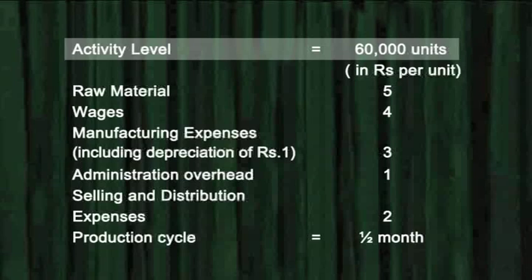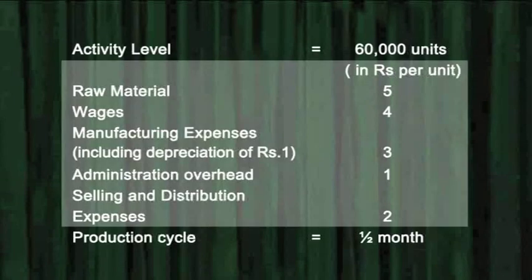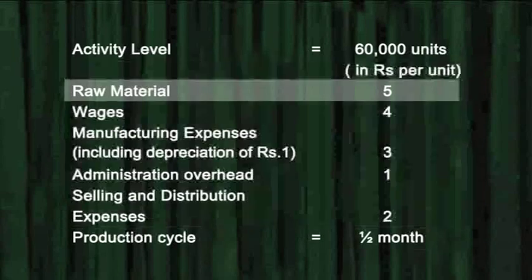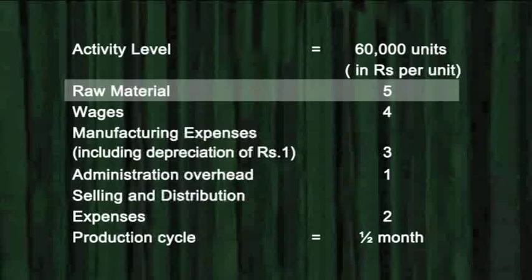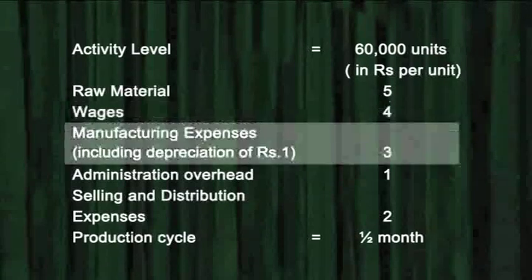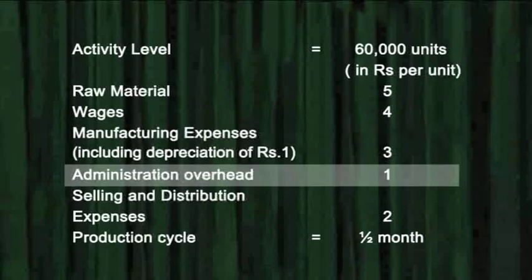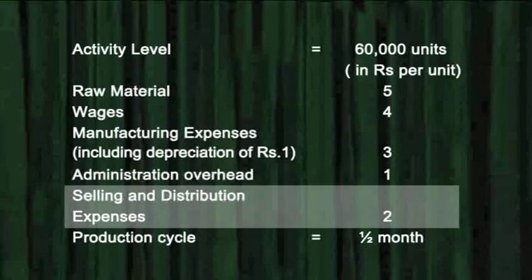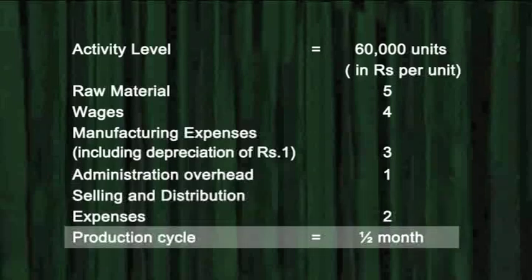Activity level is 60,000 units. Raw material, wages, manufacturing expenses and all the relevant cost data is given per unit. So raw material is rupees 5, wages rupees 4, manufacturing expenses including depreciation of 1 rupee is 3 rupees, administration overhead expenses 1 rupee and selling and distribution expenses 2 rupees. The production cycle is half a month. Now we have to do the solution.